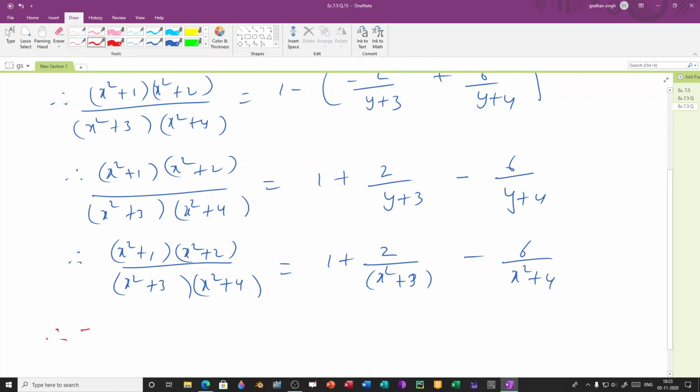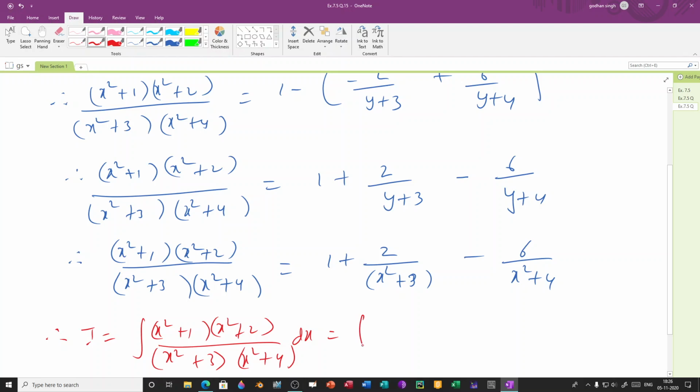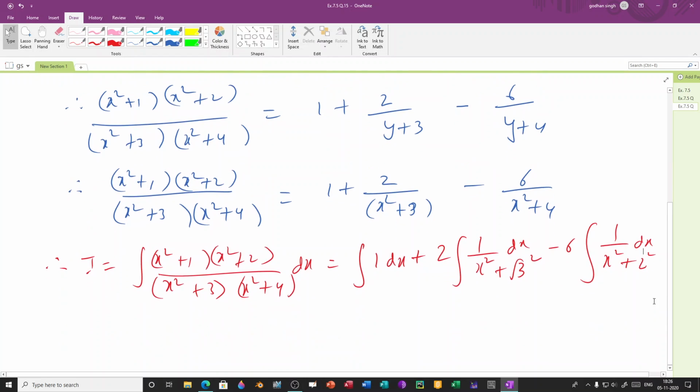Therefore we can say that I equal to integration of (x square plus 1) into (x square plus 2) over (x square plus 3) into (x square plus 4) dx equals integration of 1 dx plus 2 into integration of 1 by x square plus root 3 square dx, since this 2 is a constant we can take it out, and minus 6 integration of 1 by x square plus 2 square dx. So now we can easily integrate this and get the value of I.